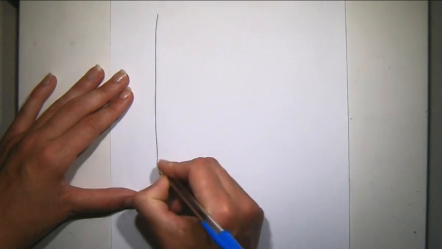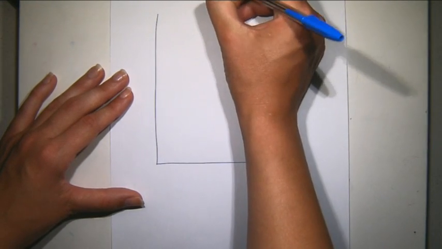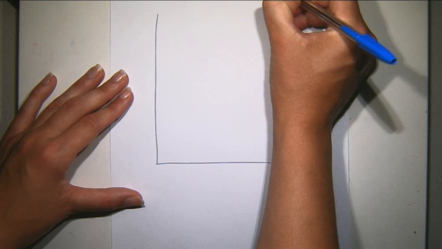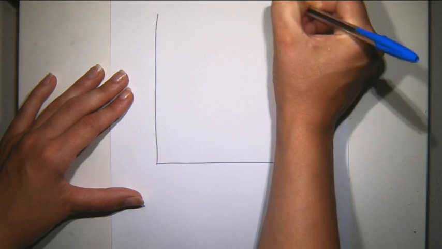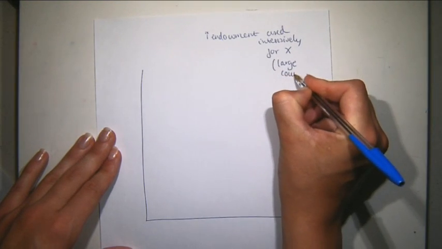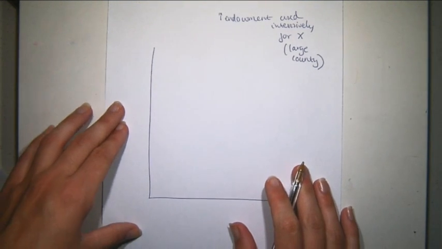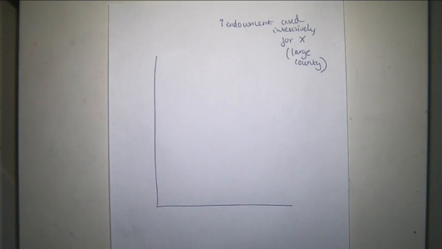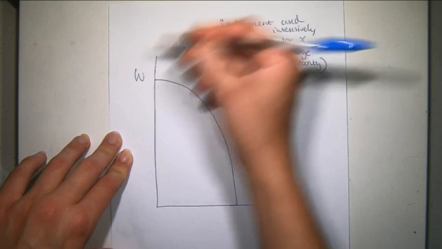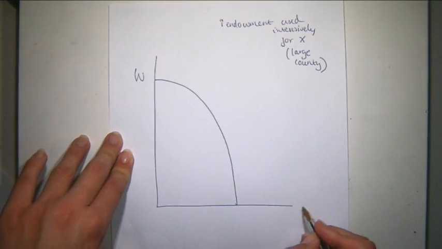In this video example, we're going to look at a case of immiserizing growth. Immiserizing growth occurs when there is an increase in the endowment used intensively for exports in the case of a large country. Now, let's say we've got America, which has a comparative advantage in wheat, so you can see that the skew is towards wheat.